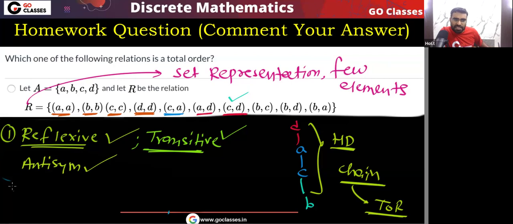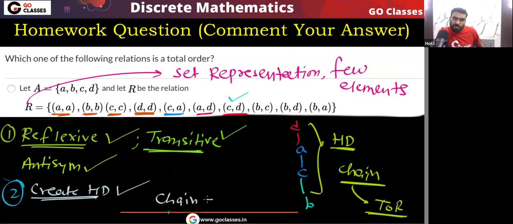So first you check these three things, and then you create the hash diagram. If the hash diagram is a chain, then it will be a total order relation. So like this you can do.